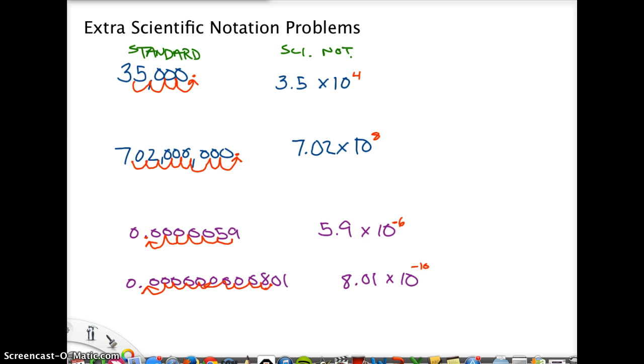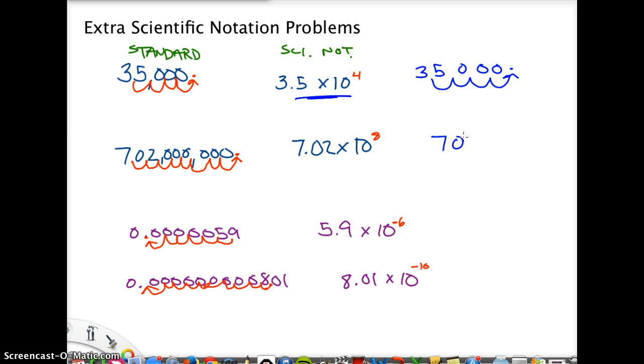So if you wanted to look at these numbers and think, what if I had this number first and then I had to turn it back into standard? Well, you can do the same thing. You would just write 3 and a 5, and then if it's 3.5 times 10 to the 4th, that means you're going to move your decimal place 4 places to the right. So 1, 2, 3, 4, and then you fill in the gaps with zeros. So 35,000, which is what we have over here.